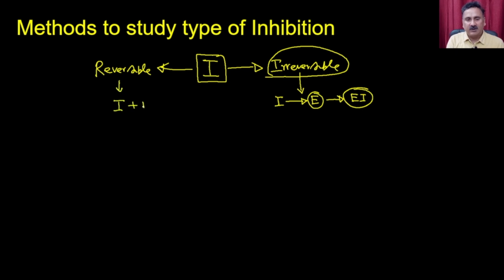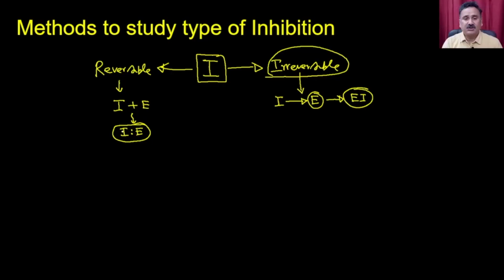Whereas in the case of reversible inhibition, you have an enzyme and an inhibitor, and when the inhibitor interacts with the enzyme, it forms the enzyme-inhibitor complex. But that complex is mediated mostly by non-covalent interactions such as hydrogen bonding, van der Waals forces, and electrostatic interactions.